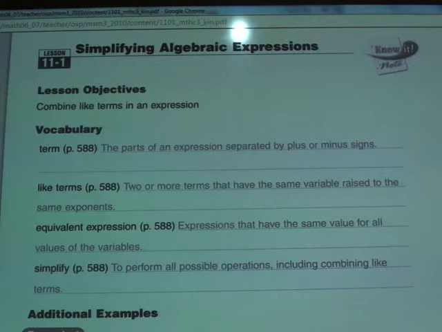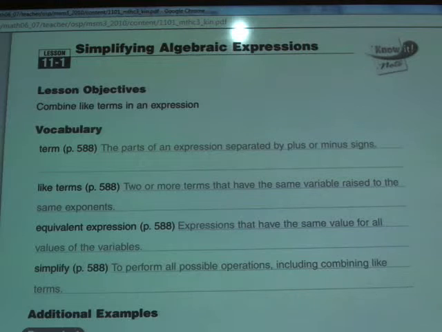So a lot of what you're going to see is going to be very familiar to you, but it's going to be a good review, because a lot of what you're going to see on that I-STEP test coming up is certainly going to be some type of solving equations and simplifying expressions, which is what Chapter 11 is all about. So let's go ahead and start off with the definitions here.